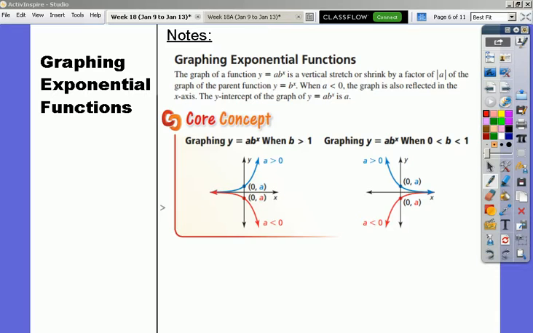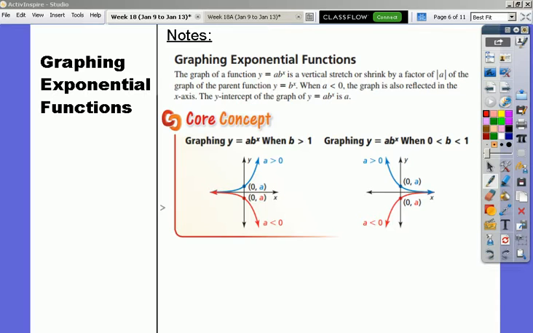Graphing exponential functions. So the first thing that we notice is we're not dealing with lines, instead we're dealing with smooth curves. The graph of the function y equals a b to the x is a vertical stretch or shrink by a factor of the absolute value of a of the graph of the parent function y equals b to the x. So why do you suppose that we're only looking at the absolute value of a to determine the stretch or the shrink of our graph?